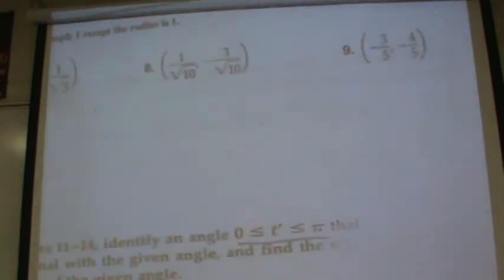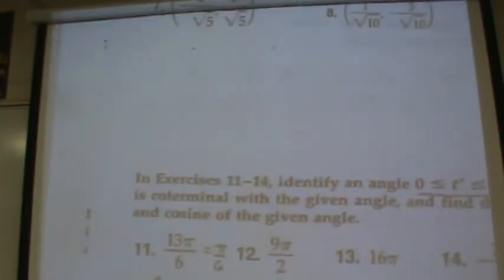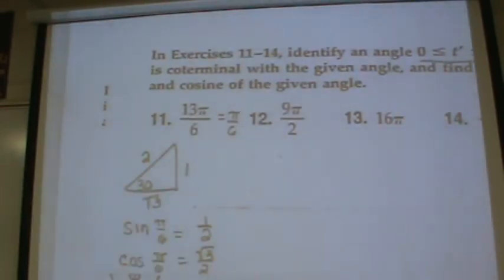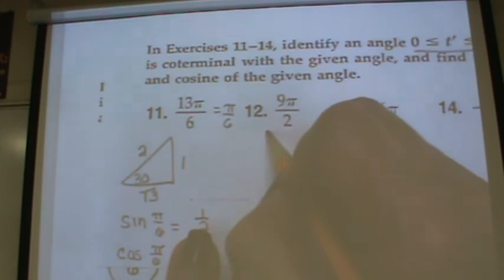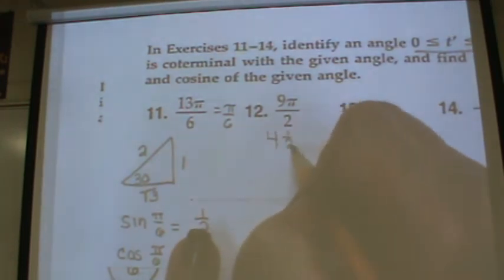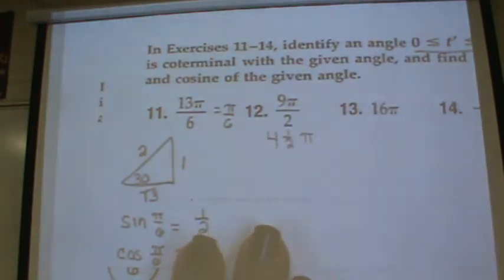Well, so go back to your homework. How do you do 9 pi over 2? Well, 9 pi over 2 is a very huge angle. How do I know it's huge? Turn it into a mixed number. How many times does 2 go into 9? 4 with how many left over? So it's 4.5.